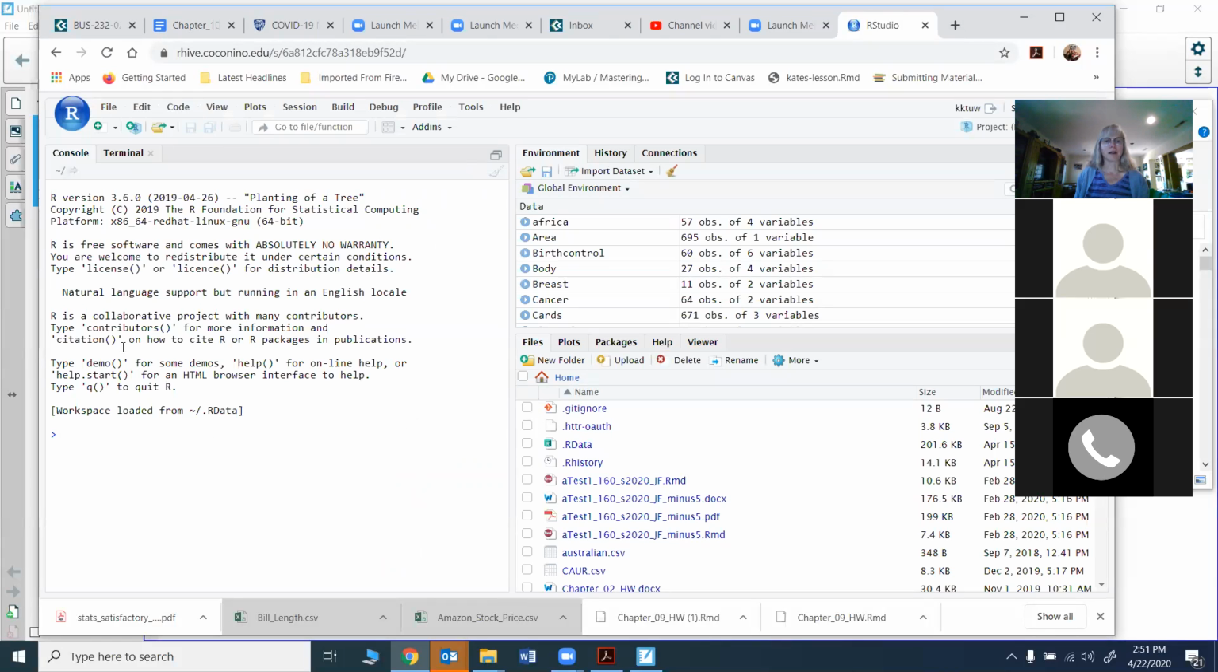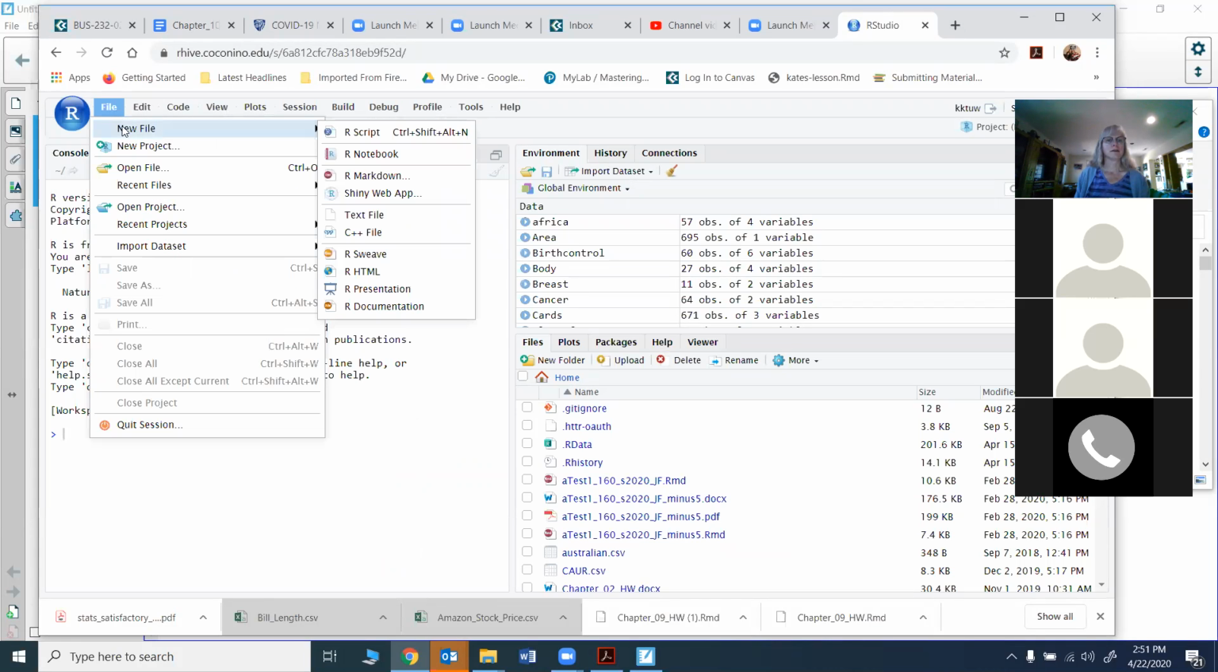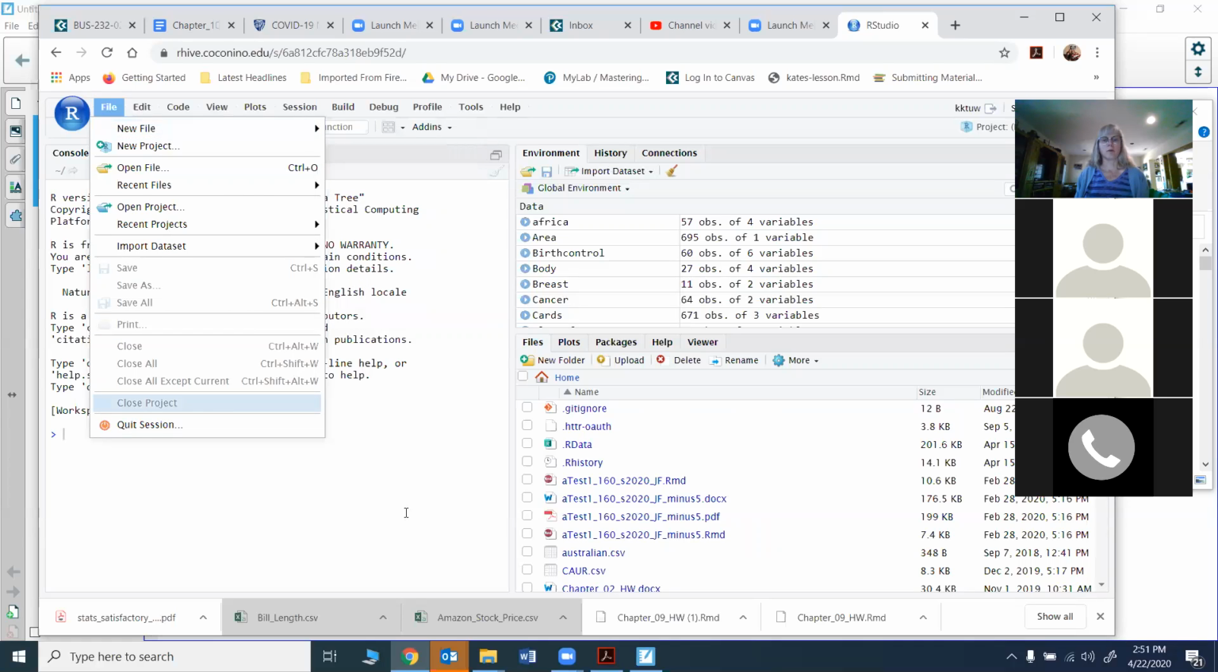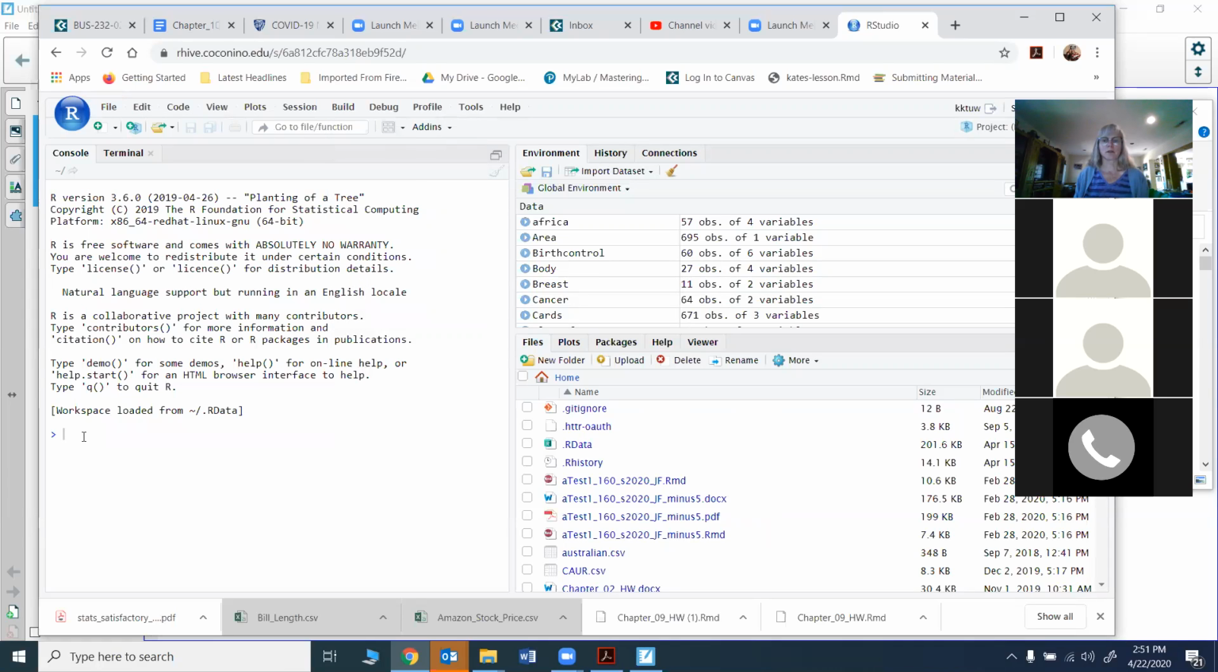Again, if I'm not in an RMD file, if you want to create one, all you do is go up to File, say New File, and say R Markdown. That will create an RMD file for you. RMD means R Markdown Document. So if you want an RMD file, you can do it this way. If you don't want one and you just want to work in the console, which is what we're going to do today, you can do that too.